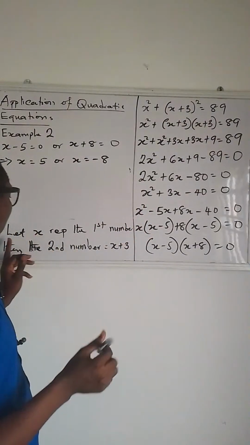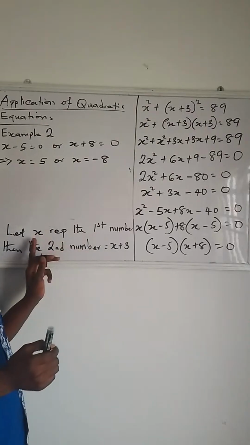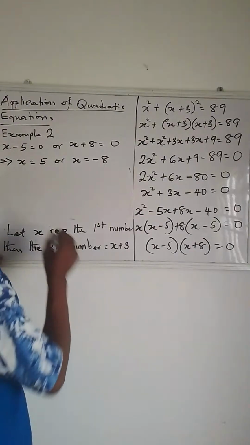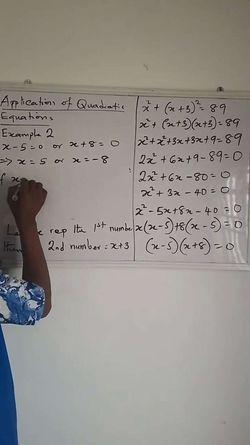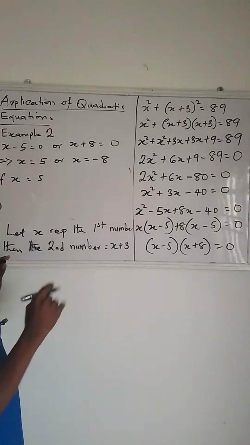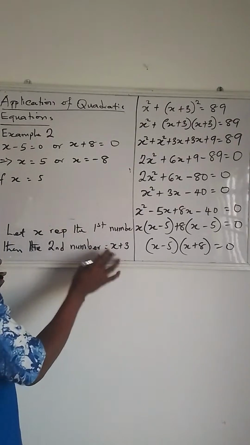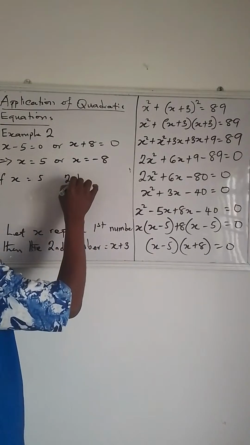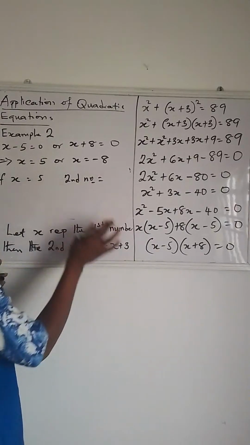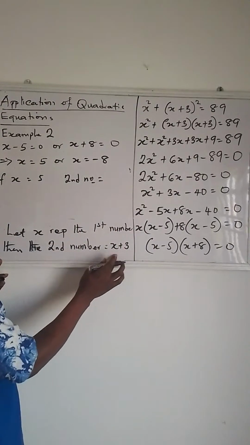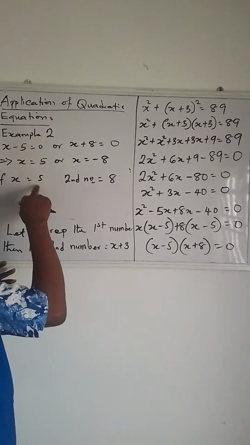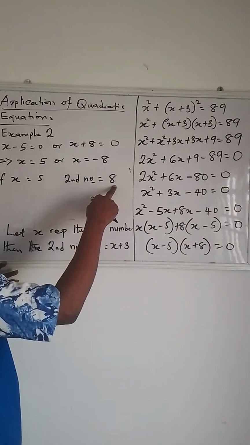So now don't forget, we said let the first number be x, and the second number be x plus 3. So if x equals 5, being the first number, what's going to be the second number? The second number will now be 5 plus 3, and that's going to be 8. So the two numbers are 5 and 8. Hope you get that now.